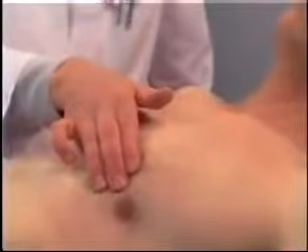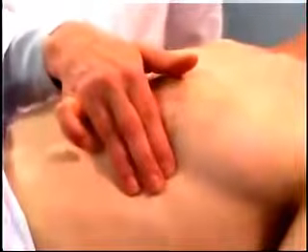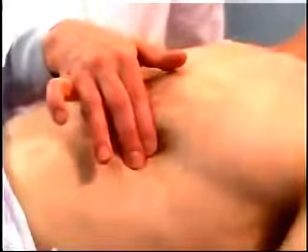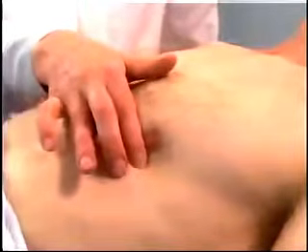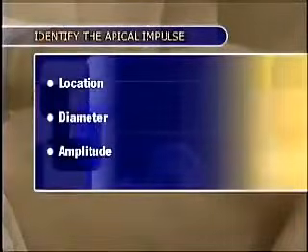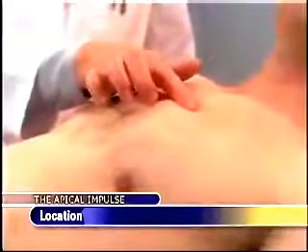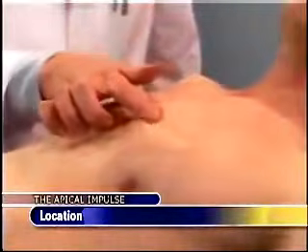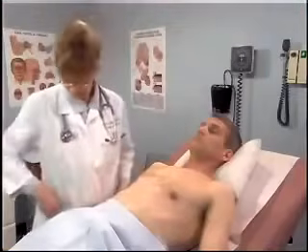Using the palmar surfaces of several fingers, then for finer assessments, your fingertips, followed by one finger alone, palpate to confirm the characteristics of the apical impulse. You will note its location, diameter, and amplitude. Identify the location of the apical impulse by the interspaces in which you feel it, and by its distance in centimeters from the midsternal line.